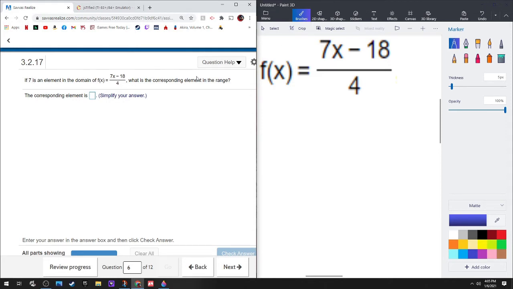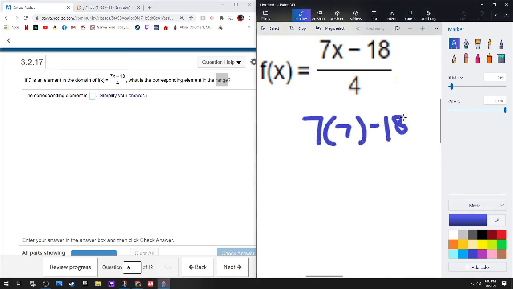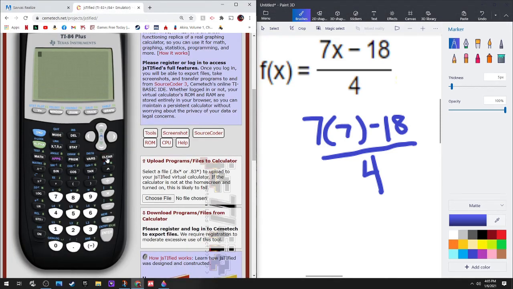7 is just X, and then element in the range just means Y. So all it's saying is when X is 7, what's Y? So you literally, when X is 7, what's Y? So you might need to do this in 2 steps in your calculator, because we have the top, and then it's all divided by 4. Boom. Divided by 4. Ew, 7.75.